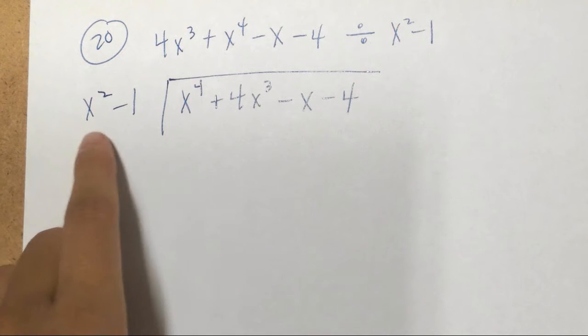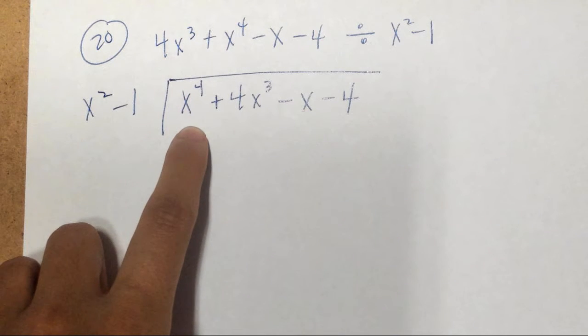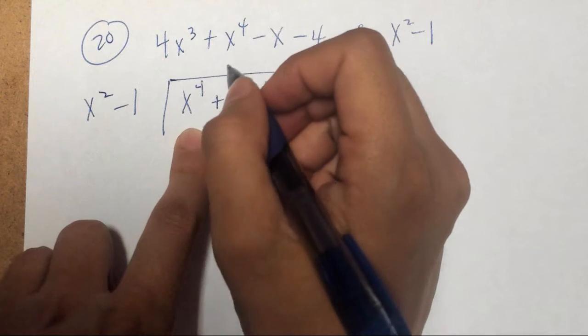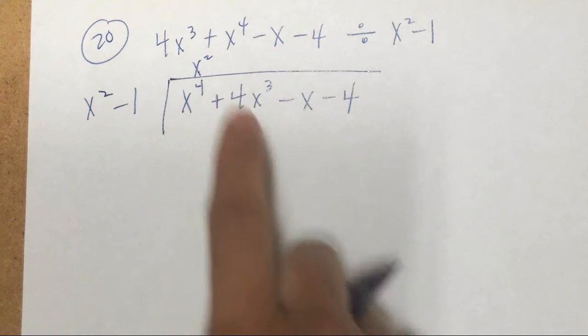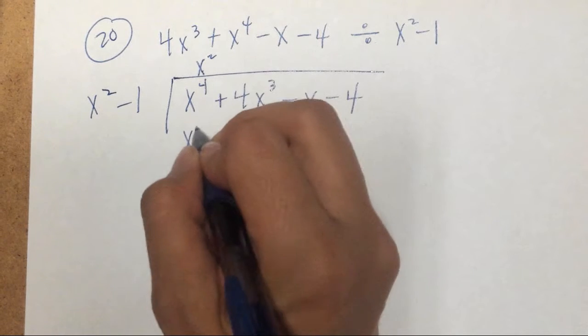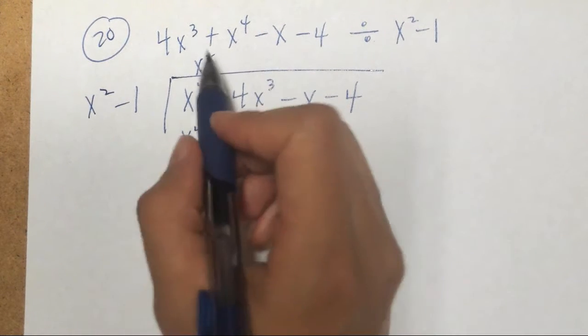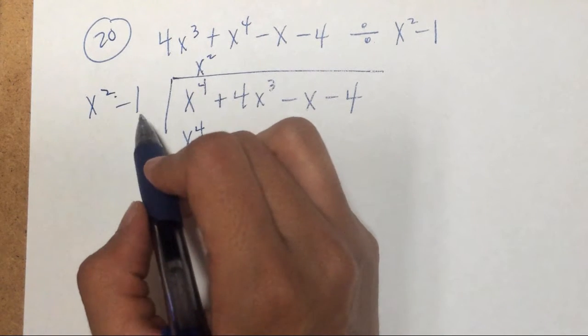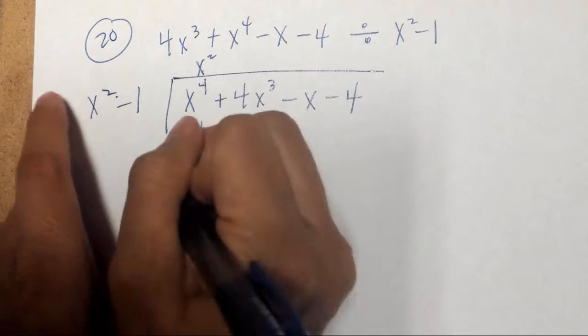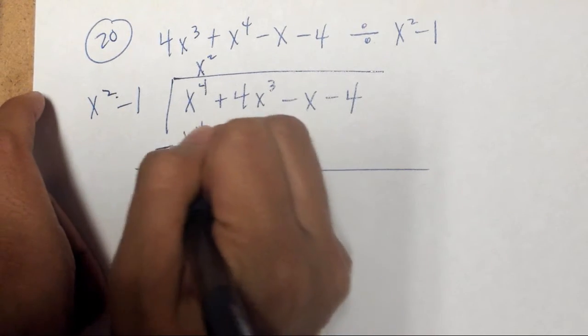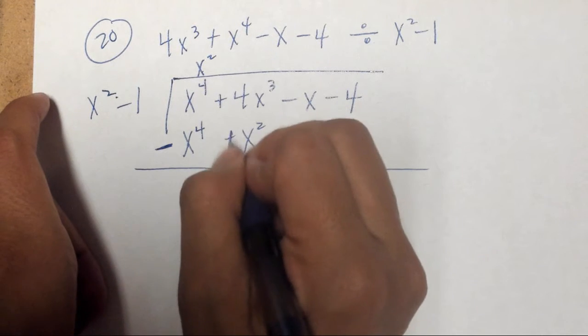Alright, so x squared times what gives me x to the 4th? So this will be x squared. So x squared times x squared gives me x to the 4th. And x squared times negative 1 gives me negative x squared. I'm just going to write it right there. Draw the line, change the signs. This is negative, this is positive.